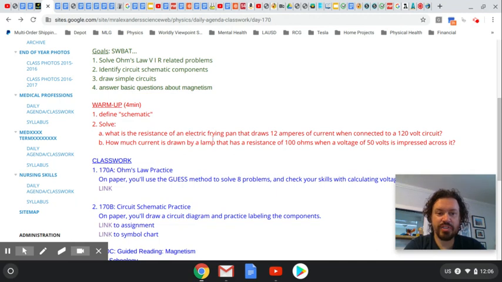Problem B, how much current if you know the resistance of a lamp and you know the voltage being pressed across it, or pushed across it. So those are the two problems. Try them out and then come on back.